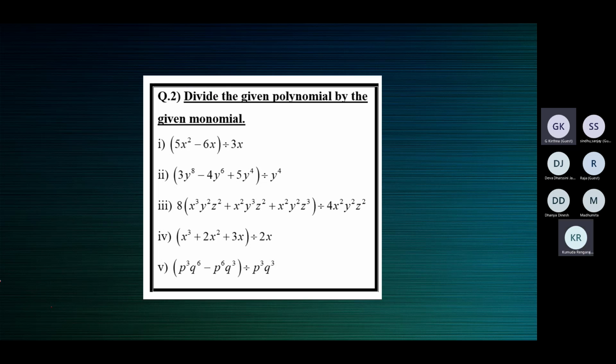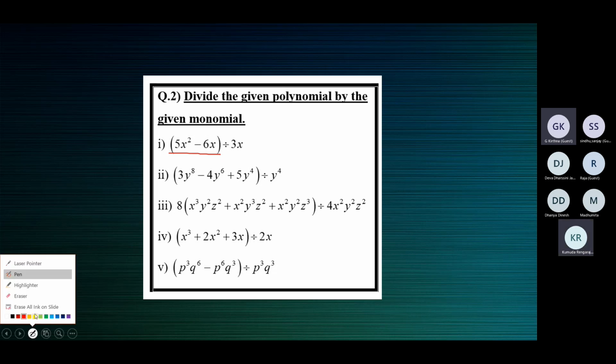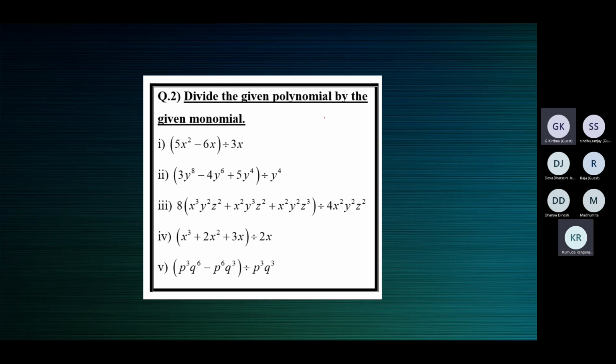See here, what is the numerator here? 5x squared minus 6x. It's a polynomial. In particular, it's a binomial. A binomial is a polynomial. We have seen these earlier, so I'm not going to go to that again. The difference between an algebraic expression and a polynomial we have seen earlier. Now we'll see how to divide a polynomial by a single term, by a monomial.